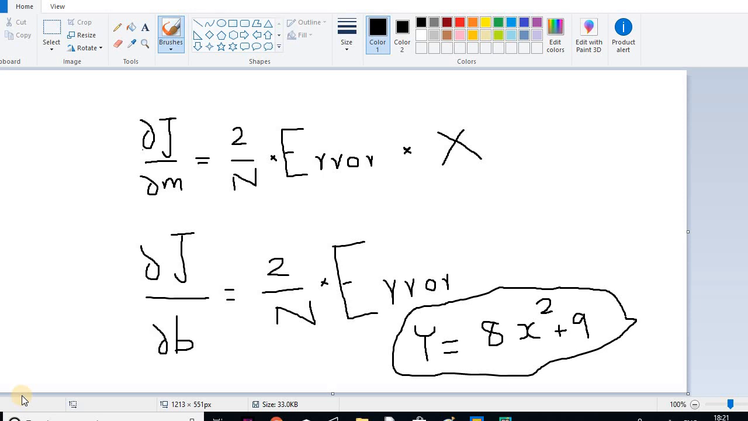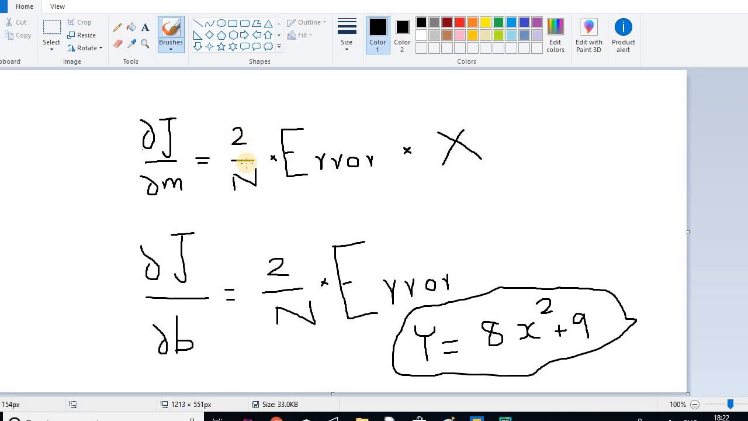See the equation. You can see the dou J by dou m. Dou stands for the partial derivative and J is the cost function. In the last video we discussed these aspects. J is the cost function or loss function or error function or objective function. All these denote the same thing. So dou J by dou m is the partial derivative with respect to m. This equation we derived in the last video.